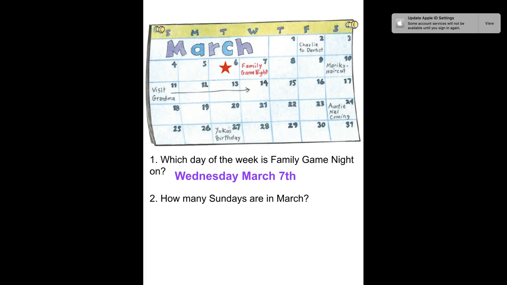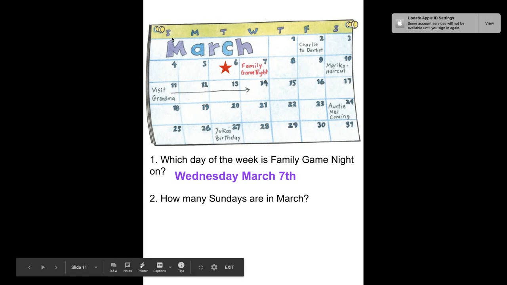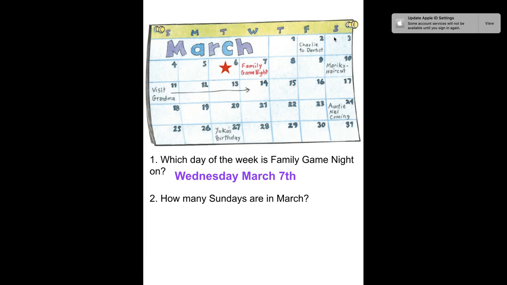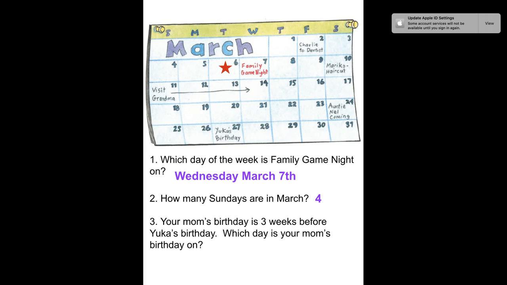How many Sundays are in March? So we look over here, this is Friday, Saturday. This S stands for Saturday. So we need to look over here, this is Sunday. So let's count. 1, 2, 3, 4 Sundays are in March.